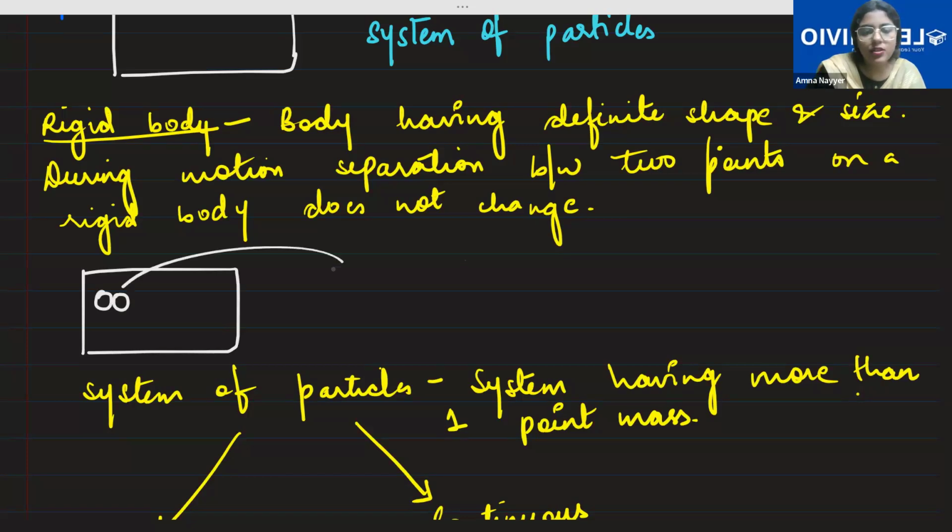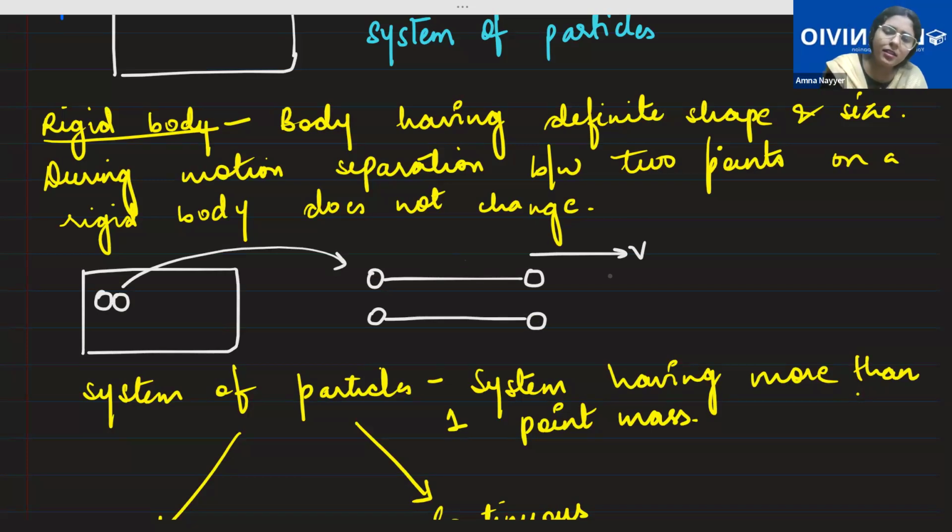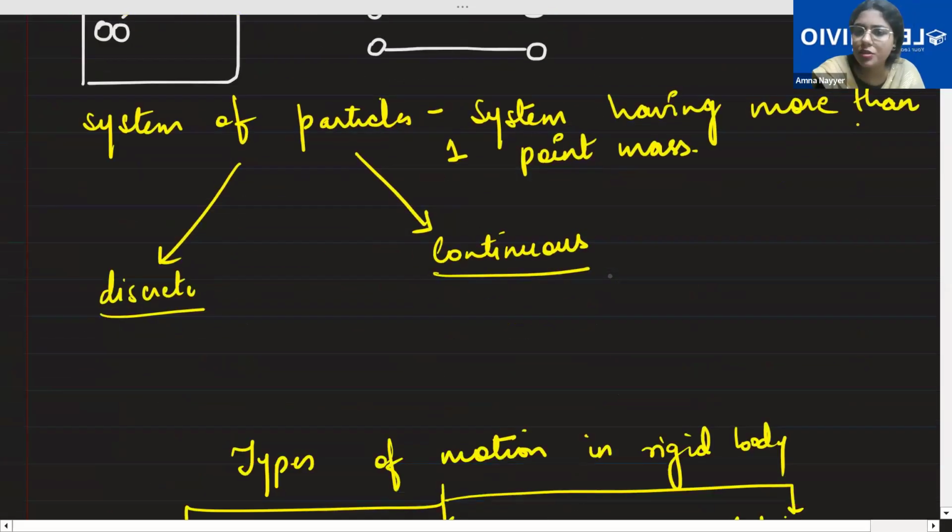Now, if I zoom in, these two particles, let's say, have this much gap in micrometers. Even when the body is moving with a certain velocity, the gap between these two particles will remain the same. That's a rigid body. There is no change. Very large external forces are required to change it, which means only external forces can change it; internal forces do not affect it.